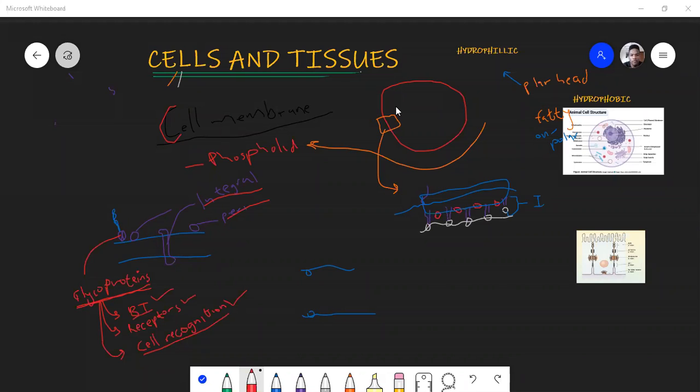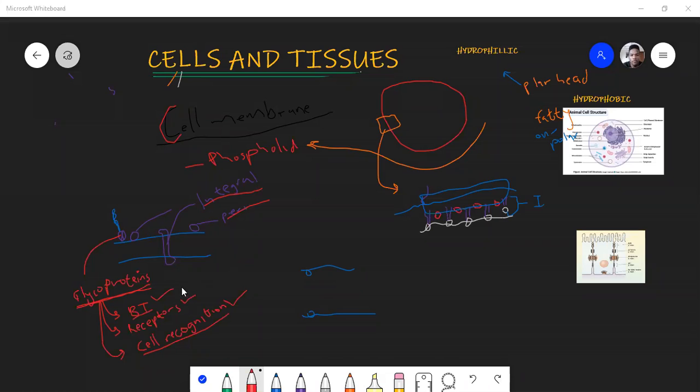So by now you know that it's a phospholipid bilayer. You know we have a polar head and a fatty acid that is hydrophobic, right? And then you know that we have 3 proteins attached to the membrane. We have glycoproteins, we have peripheral proteins, and we have integral proteins, right?